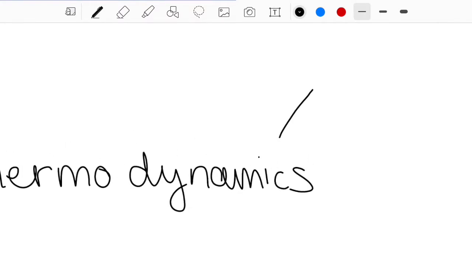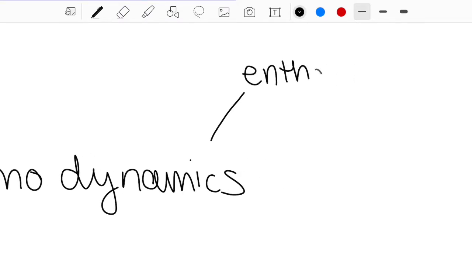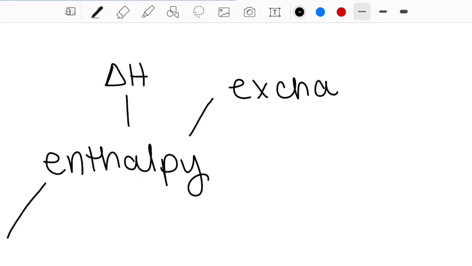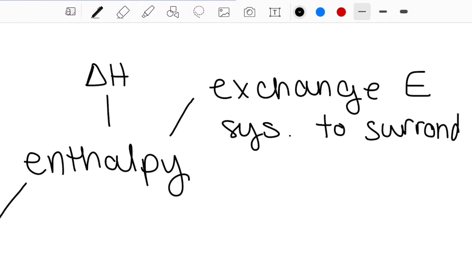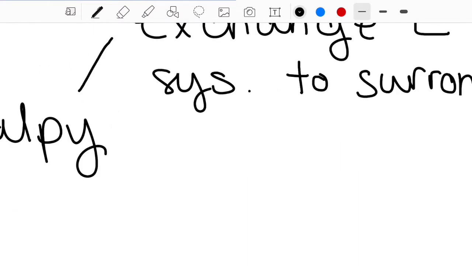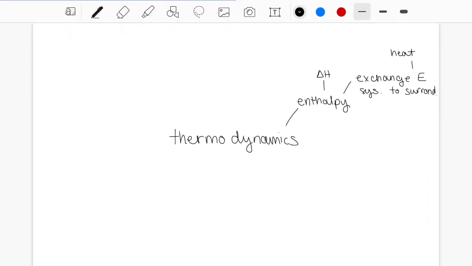So the first area that you guys talked about was enthalpy. And enthalpy, we talked about, that's described as delta H. Enthalpy is an exchange of energy from system to surroundings. All right, so that's the big thing about enthalpy. Enthalpy is represented by delta H, and it represents an exchange of energy from system to surrounding. Often that energy is represented as heat, but not always.